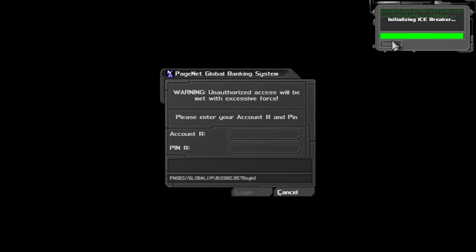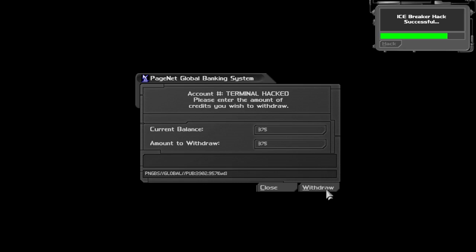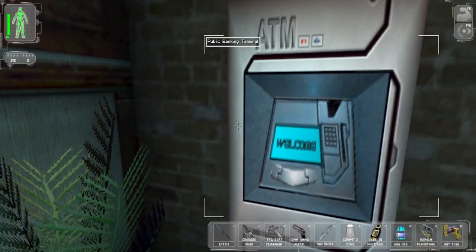And also, these two ATMs are connected with each other. They connect to the same accounts. So when I flush this ATM, this one will have zero.